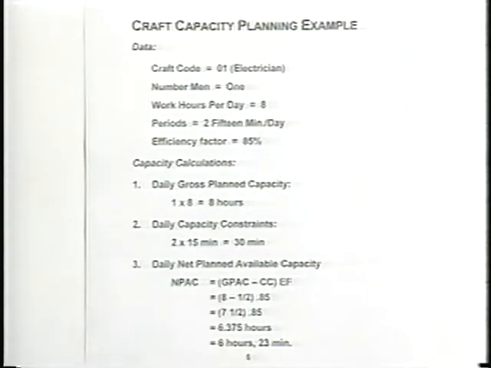Now moving on to page number 6, we have 1 electrician working 8 hours a day. We have 2 15-minute rest periods per day, which would be per shift. And in this case, through history, I know that this person is operating at 85% efficiency.